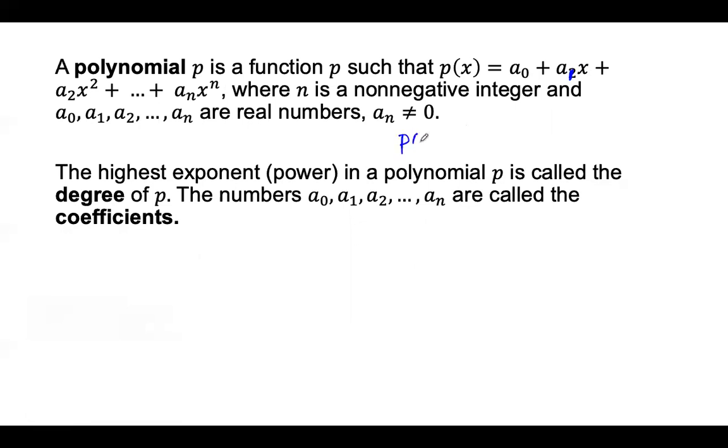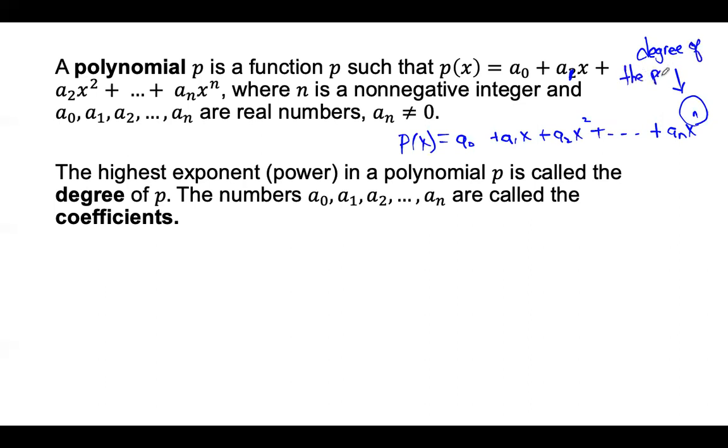Let me rewrite this this way. So a0 plus a1x plus etc., a2 times x to the power 2. And you see the pattern, I hope. An times x to the power n. So this n is called the degree of the polynomial. Let's just call it poly. And these a's are called the coefficients. The x's are the variables.